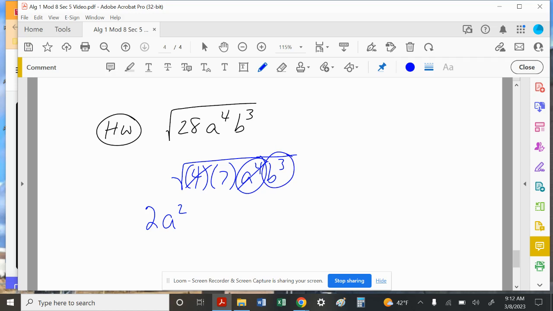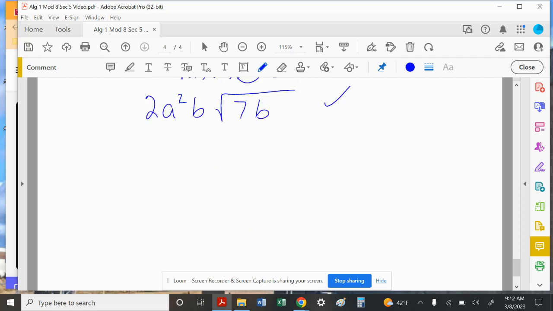And notice here I have 3 b's, so I can only take out 1 because I have 2 inside. Remember, 2 cancel out to give me 1. And then how many do I have left over? I have 1b left over. So that's what I would end up with, 2a squared b times the square root of 7b. That would be my answer.